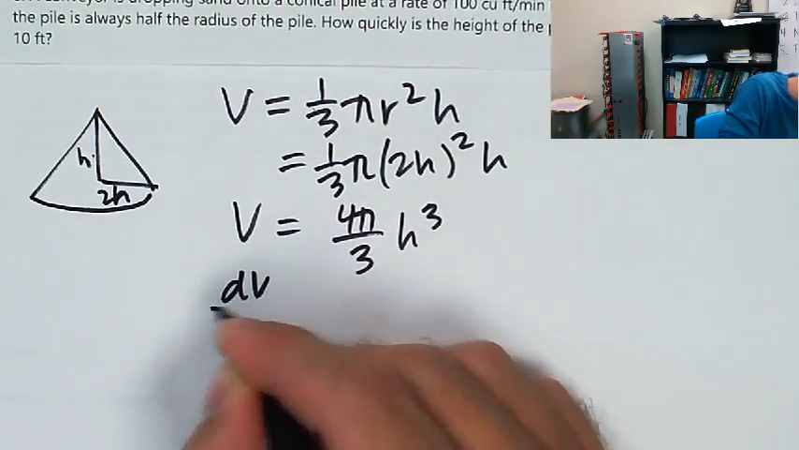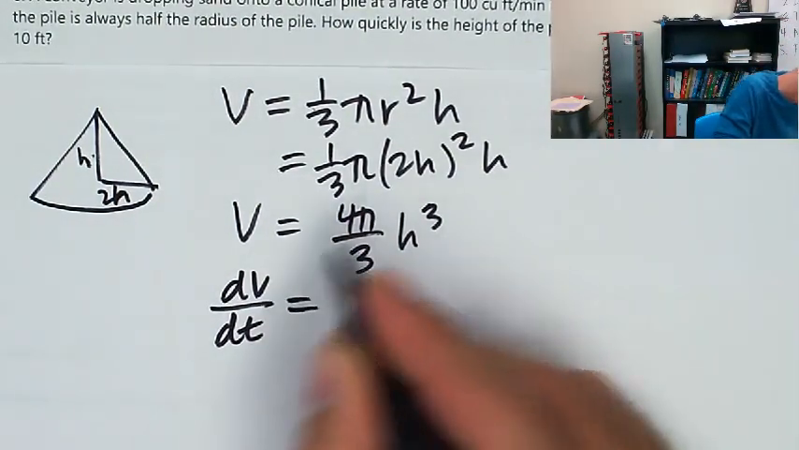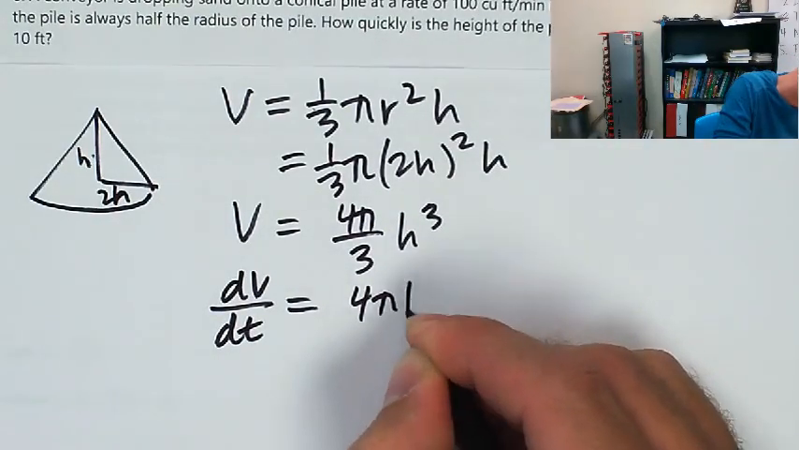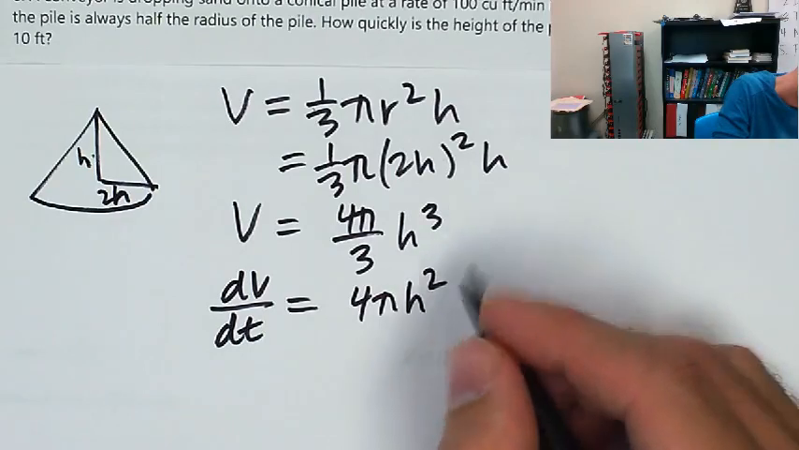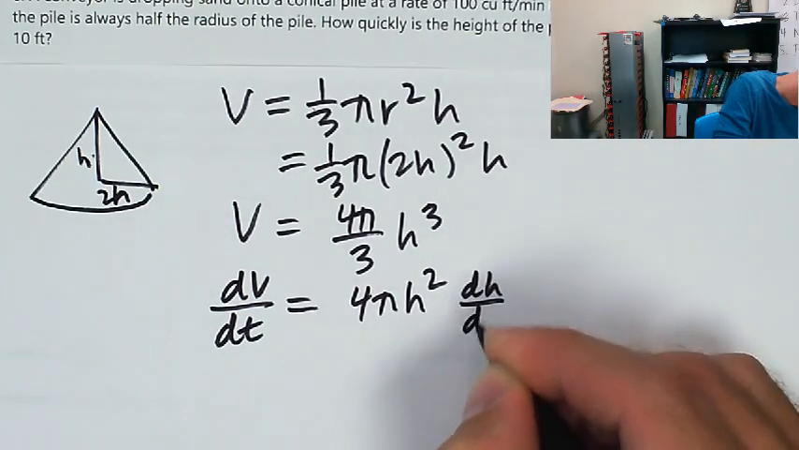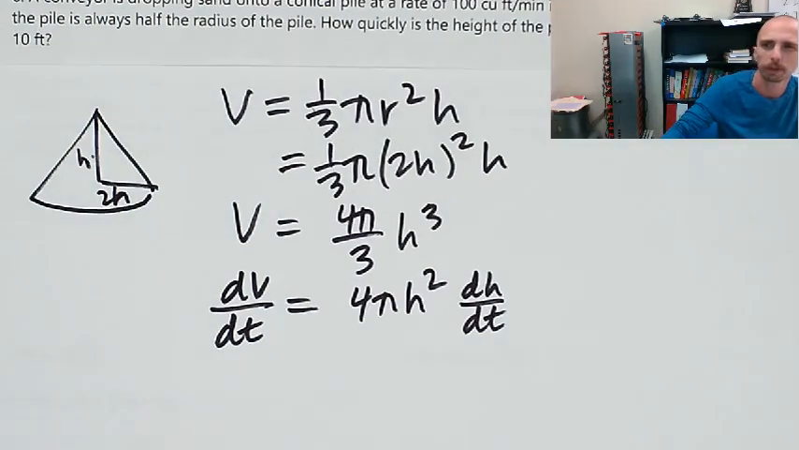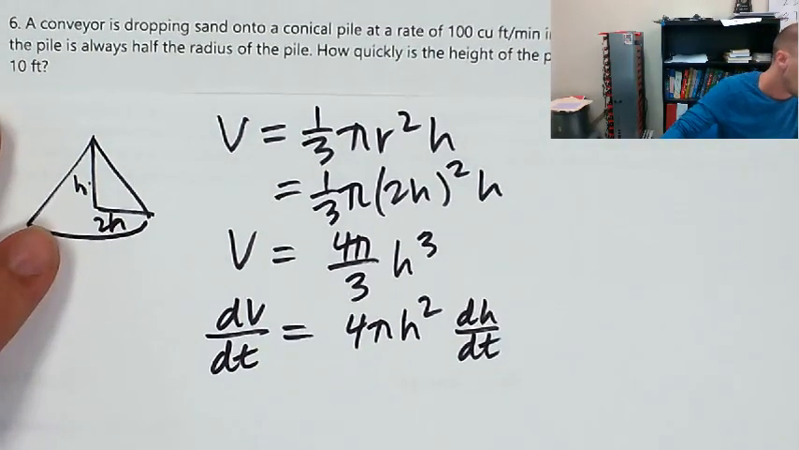So I take the derivative with respect to time, and the rate of change of volume with respect to time is going to be multiplied by 3, and I get 4 pi h squared, that's nice, times dh/dt. Oh, that's very similar to the cone situation, which probably best we don't think too hard about that.